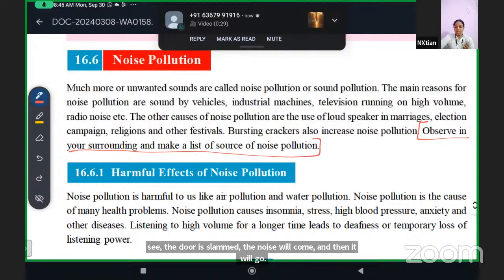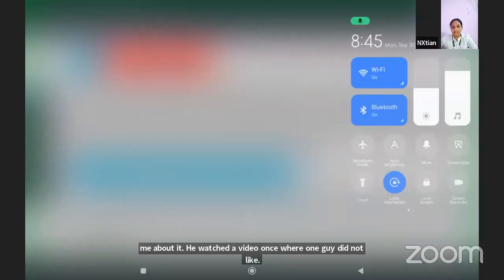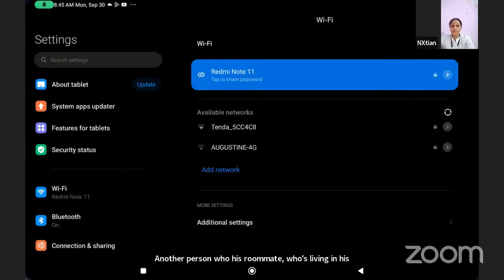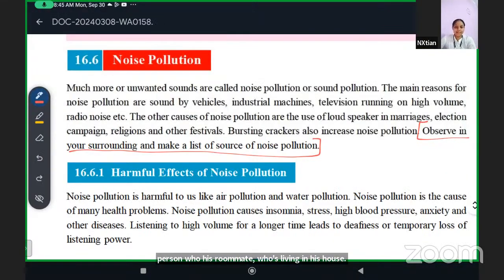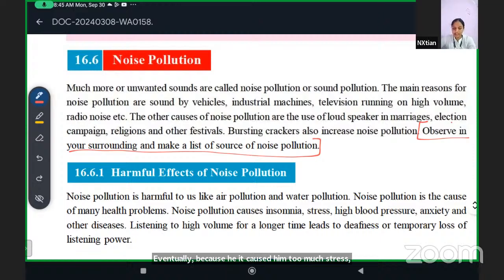My friend was telling me about a video he had watched where one guy did not like his roommate, who was living in his house. He kept slamming the doors, and the roommate eventually ran away because it caused him too much stress, especially when he was studying. So I was thinking, can slamming doors be noise pollution?